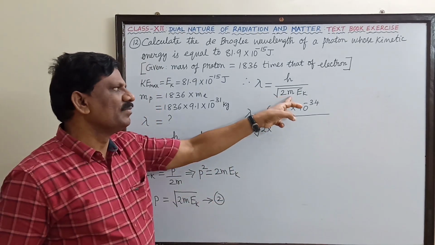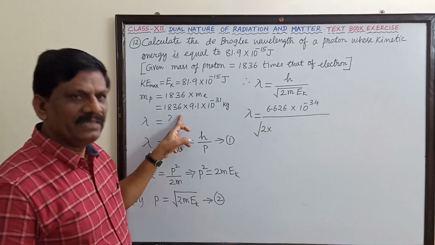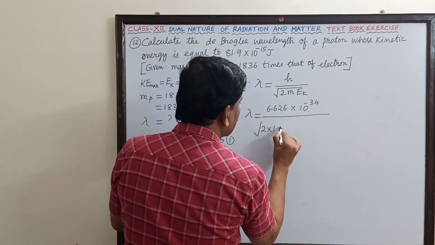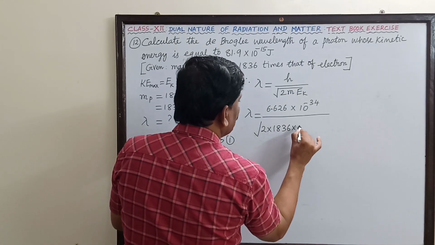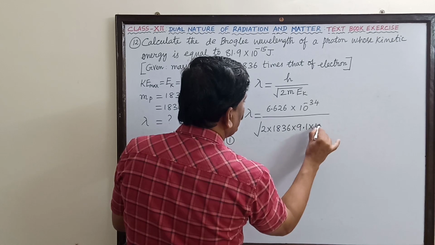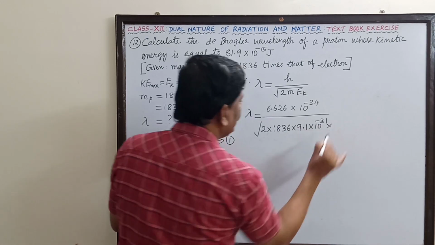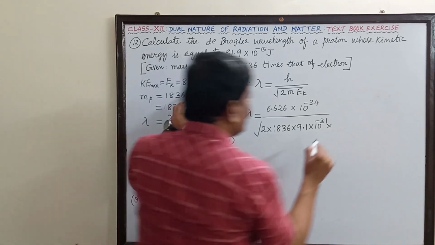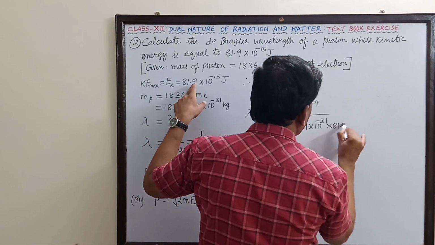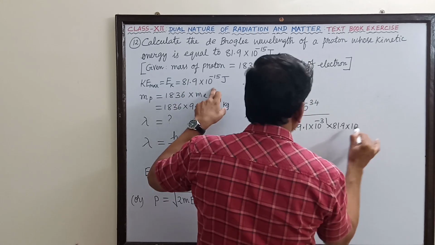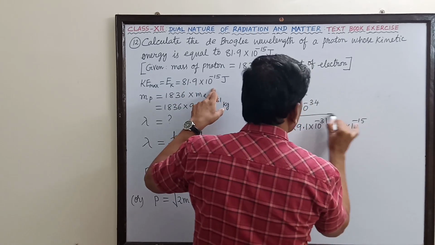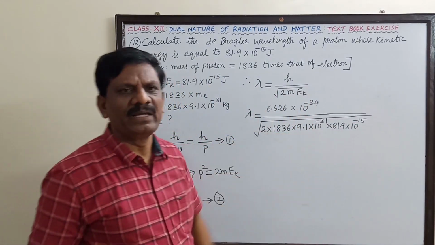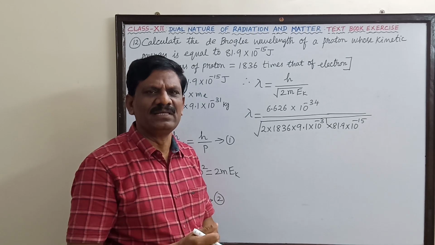But since they have given the mass of the proton in terms of the electron, in place of m I have to substitute 1836 into 9.1 into 10 to the power of minus 31, into kinetic energy, which is also given, 81.9 into 10 to the power of minus 15. So such a large number. Now this product and all you can easily work out in the rough sheet.